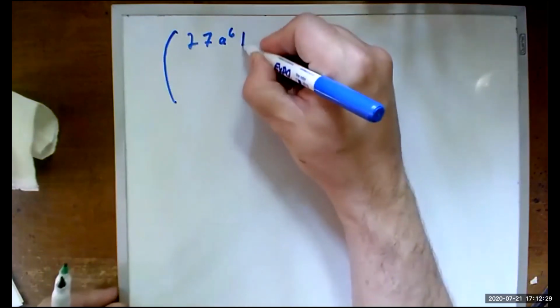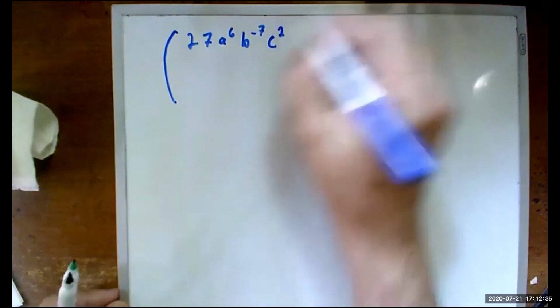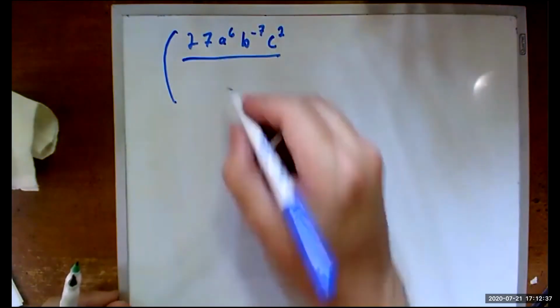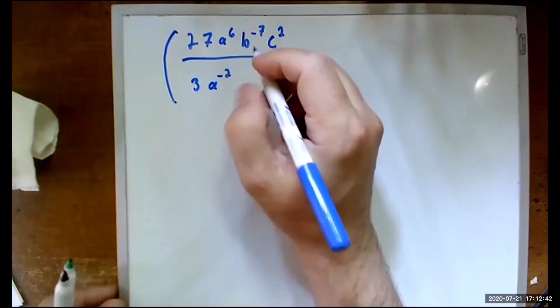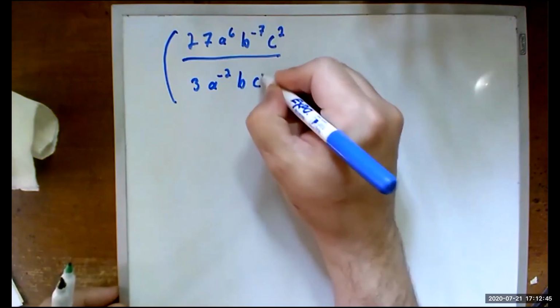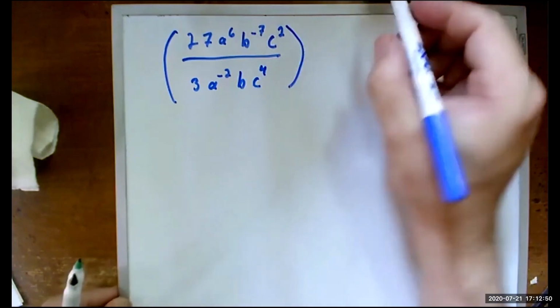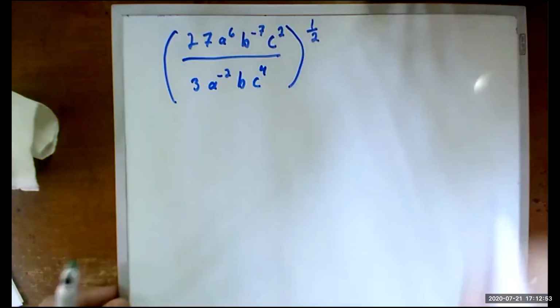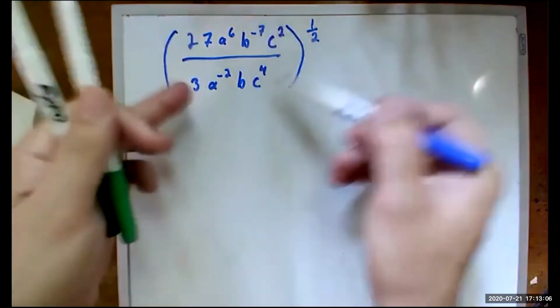So we are being given, all in brackets, 27, a to the power of 6, b to the power of negative 7, c squared, all over 3, a to the power of negative 2, the letter b, and then c to the power of 4, and the whole thing is being raised to the power of 1/2.